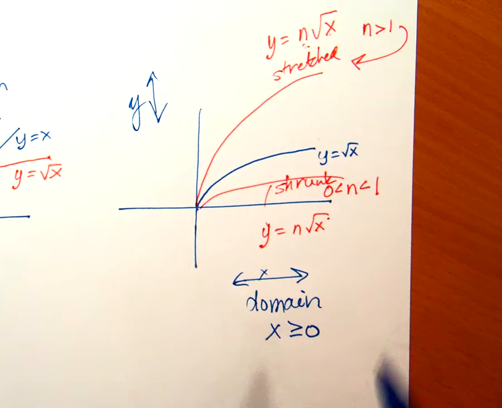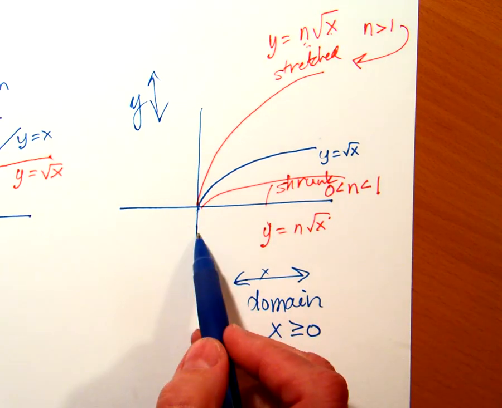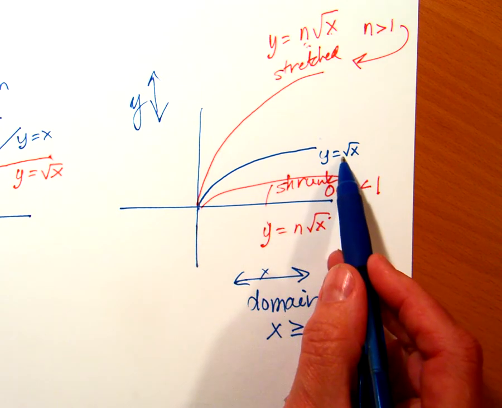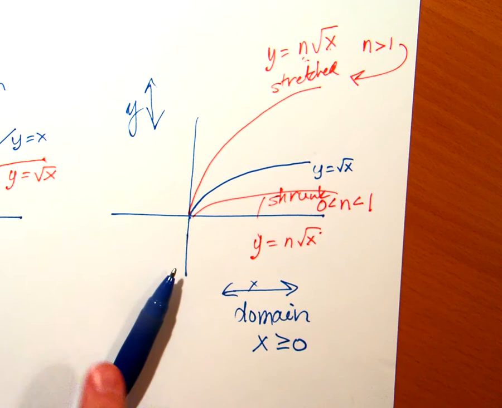What about the range? Remember, y is the range, and it's going up and down. Where could it be? Well, it can't be negative because that would be taking the square root of something and getting a negative number. We don't do that.